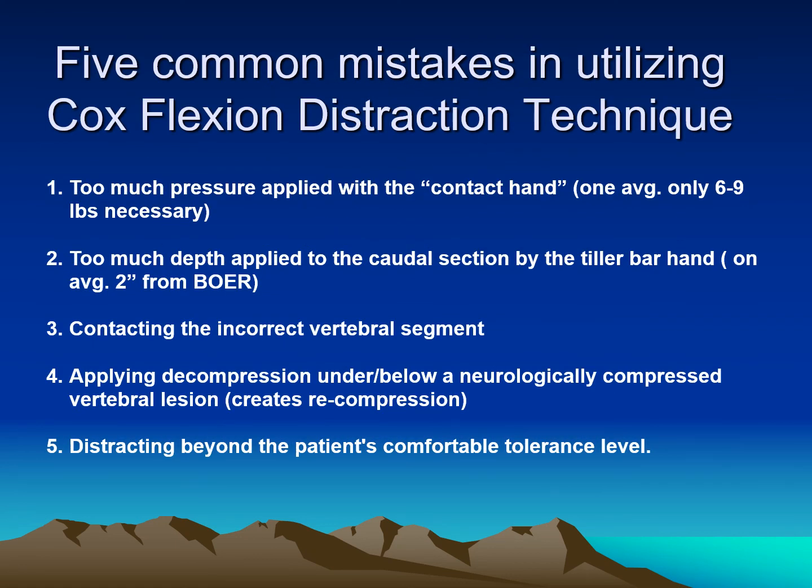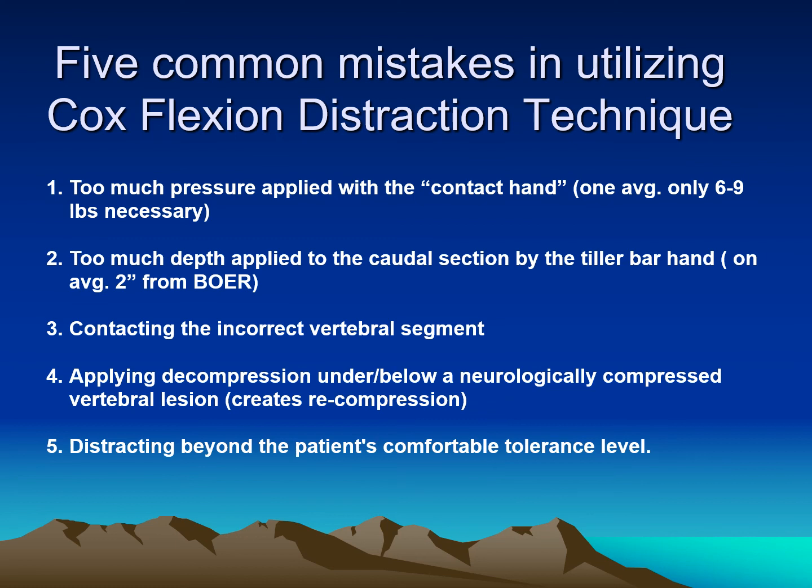And these are 5 common mistakes that are made that would actually create an exacerbation of the condition instead of helping the patient. One would be too much pressure applied by the contact hand. One would be too much depth applied to the caudal section, right? We mentioned about 2 inches. If you go way beyond that, you are going to pass the paraphysiologic joint space and go into the sprain zone.